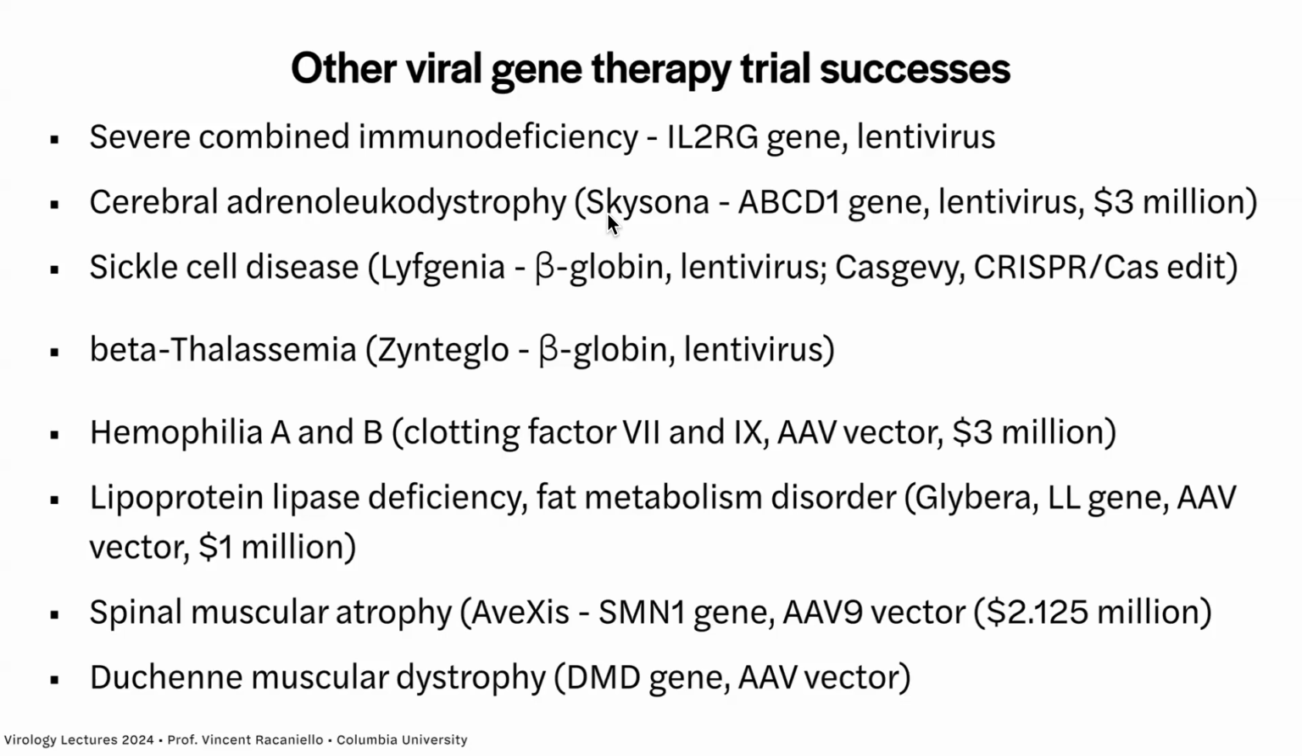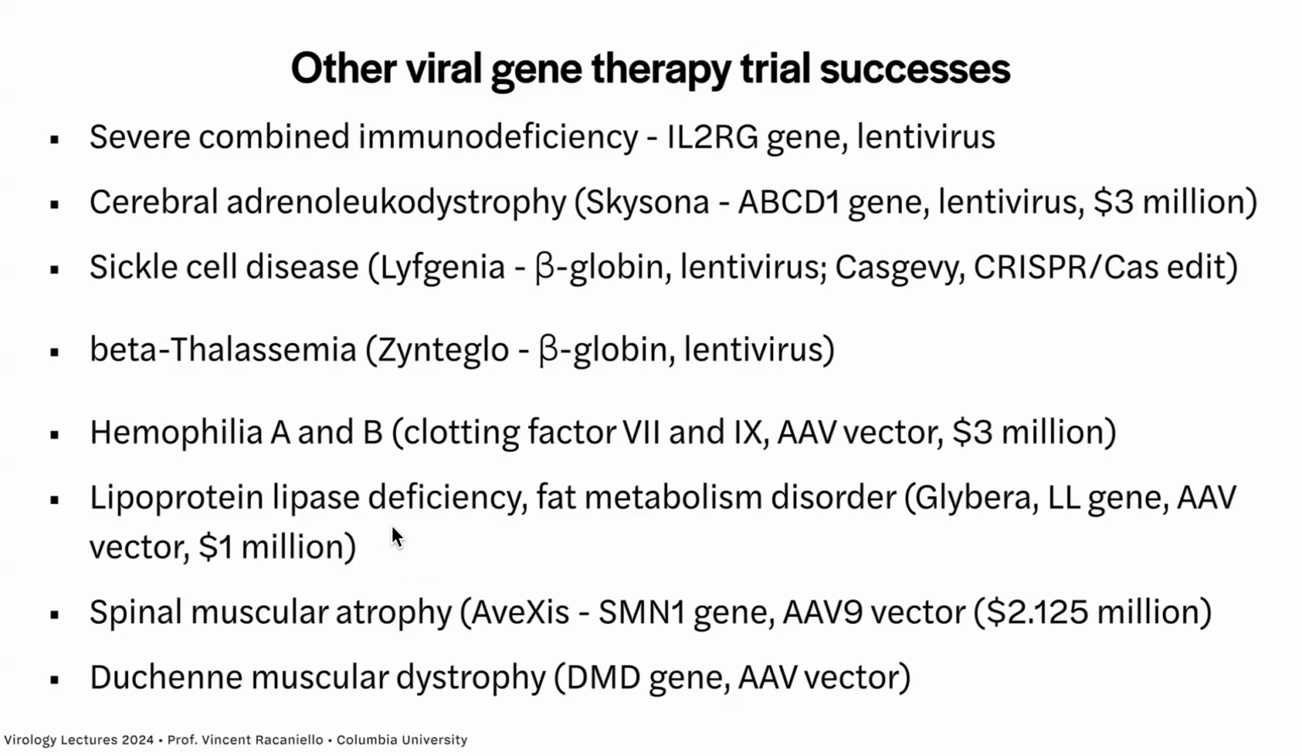This is approved as a drug called Skysona for $3 million, one treatment. Sickle cell disease, as I mentioned, there are two approaches: introducing the gene or doing a CRISPR-Cas edit. That's been approved. Beta thalassemia correction using a lentivirus carrying beta globin. Hemophilia A and B, which have two different clotting factors defective, both approved in AAV vectors for $3 million.